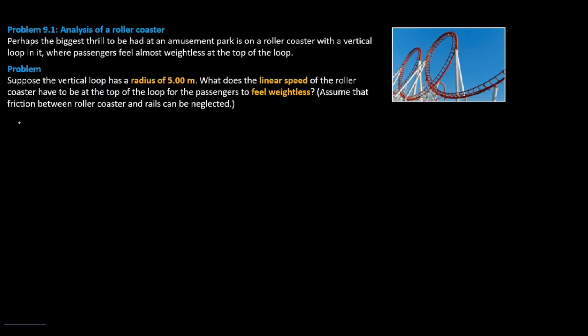In this video, we are going to discuss a problem based on the special case of circular motion, that is a vertical circle. Problem 9.1 says, perhaps the biggest thrill to be had at an amusement park is on a roller coaster with a vertical loop in it, where passengers feel almost weightless at the top of the loop. The problem is asking us, suppose the vertical loop has a radius of 5 meters.